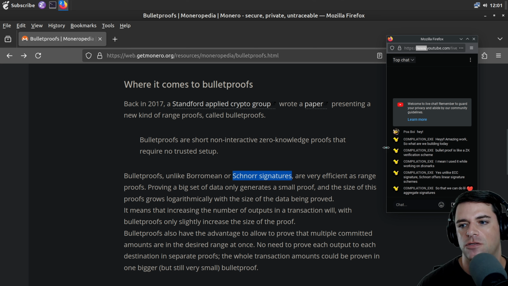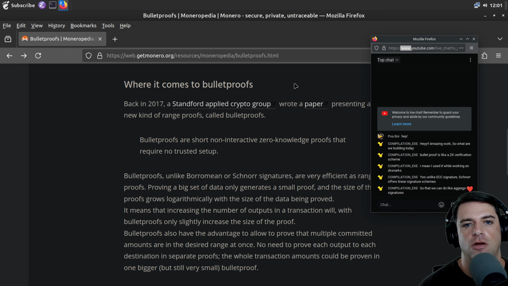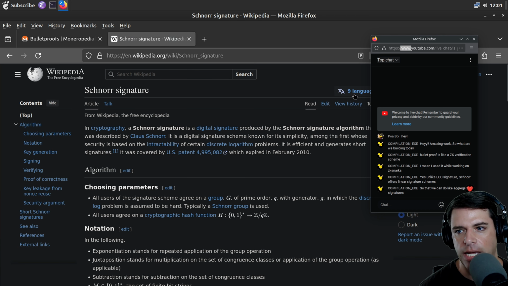We can aggregate signatures, sure. So I guess you can sign over linear over what? I'm guessing linear over like the concatenation of messages.